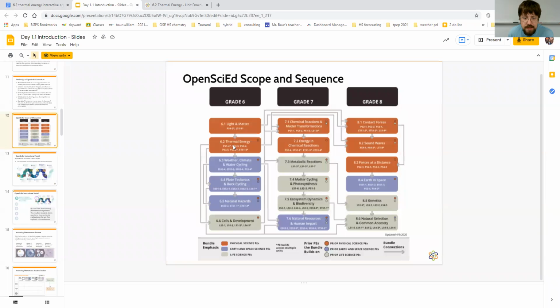Again, it's the second unit in the sequence. These units are meant to be done in this specific order. It's really logical, and a lot of the units refer back to things that you learned in previous units. You can do them as a standalone unit, but I think they're more powerful when done in this sequence.